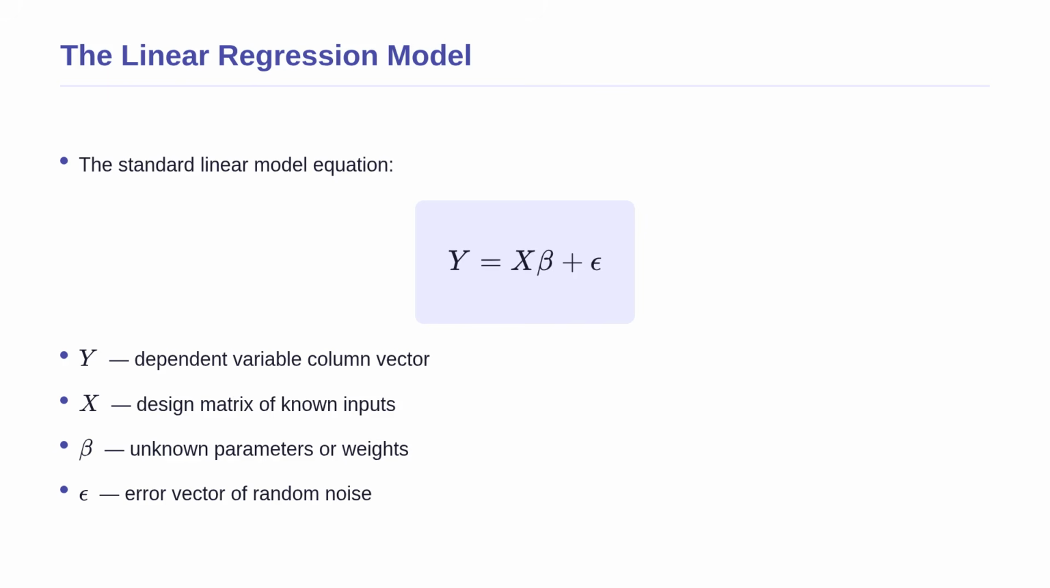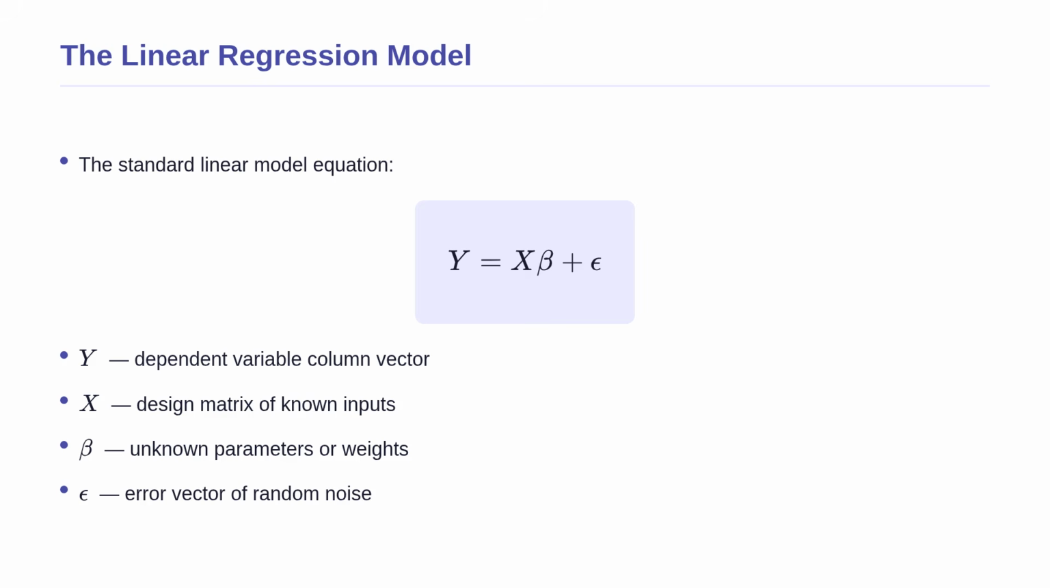To formalize this, let us look at the core equation of a linear regression model. Y equals X times beta plus epsilon. Where does this come from? It is the mathematical way of saying our outcome depends on our inputs plus some random noise.